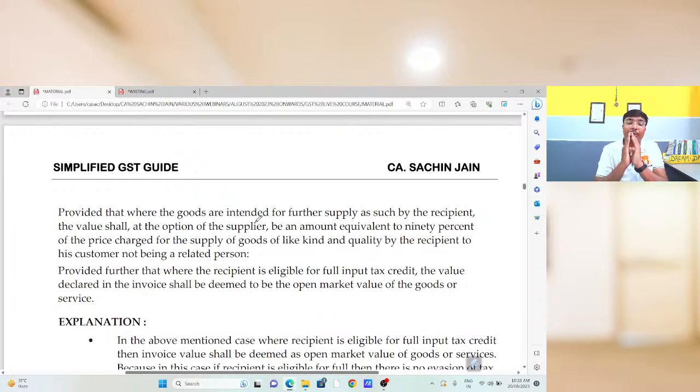So for this type of manipulation, government has come with rule number 28, that in case of related party and distinct person, we need to decide the value of supply according to the provisions, that is open market value and same kind, same quality, like kind. And if you are not going to decide the same, in that case we need to take the reference of rule number 30 and 31.